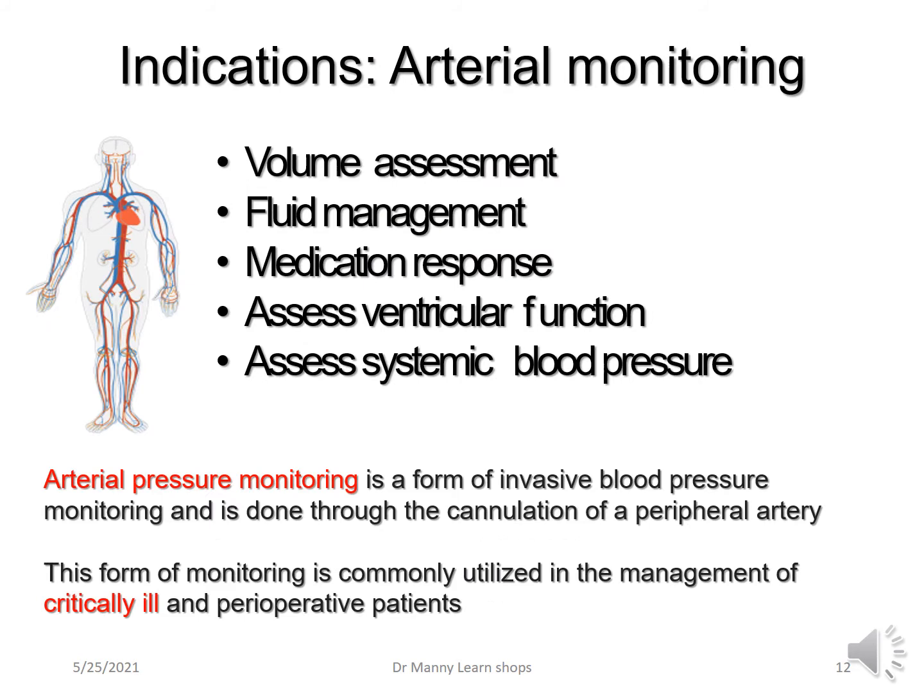What are the indications for arterial pressure monitoring? Because look, it's an invasive procedure, and any invasive procedure can cause complications. So the indications would include: you want to assess volume, you want to monitor fluid management, you want to see a response to medications. Could be vasopressors, could be beta blockers, could be any number of different vasoactive medications. You may want to assess ventricular function, left ventricular function in particular. You may want to assess the systemic blood pressure.